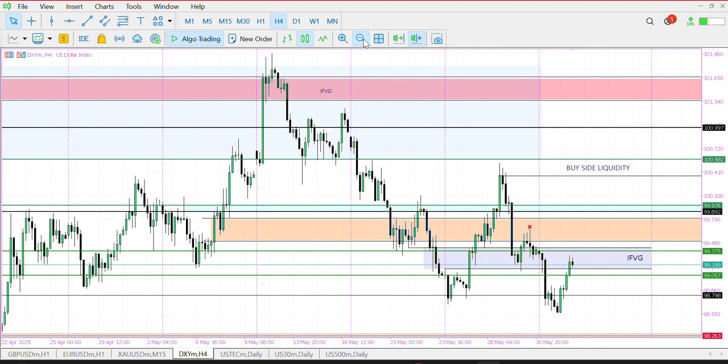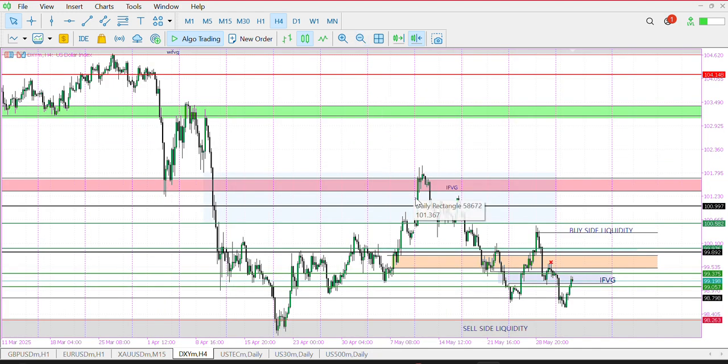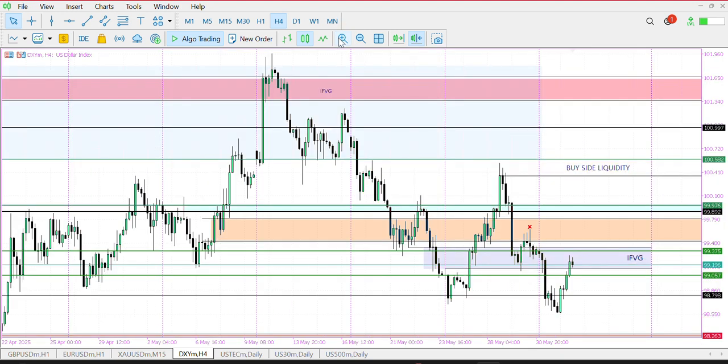So for now, this is the analysis. This is where the sell side liquidity is. That's where the buy side liquidity is resting. If dollar index reaches here, drops, or it drops from here, these are the narratives that we are looking for this week. So for now, we're going to observe the dollar index and see how it's going to behave between these two narratives.